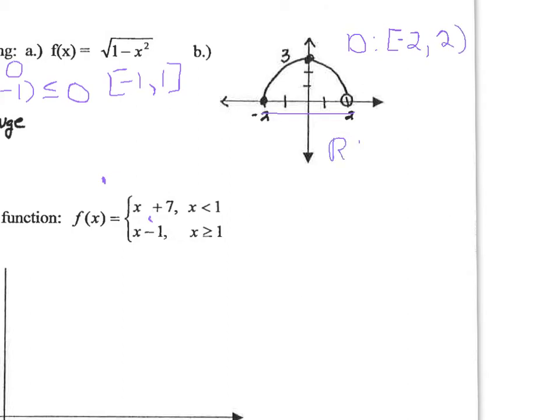The range for this function, if we scan up and down, we see that our function starts at 0 and it goes up to 3, and it includes 0 because even though there's an open circle here, there's a closed circle here. So our range would be bracket 0 to 3 with another bracket since the range includes 3.